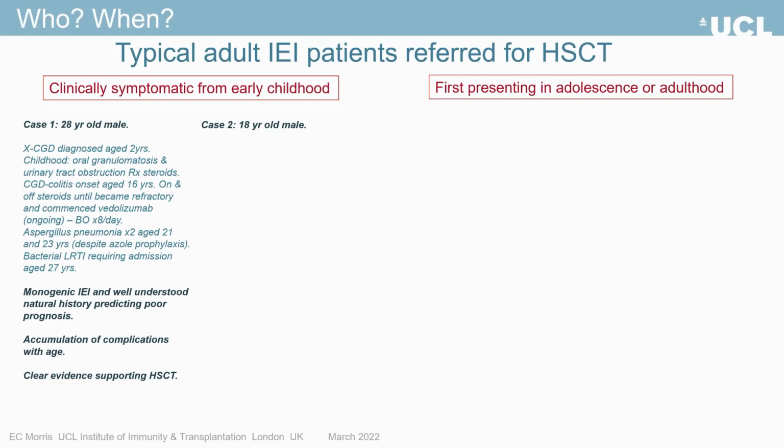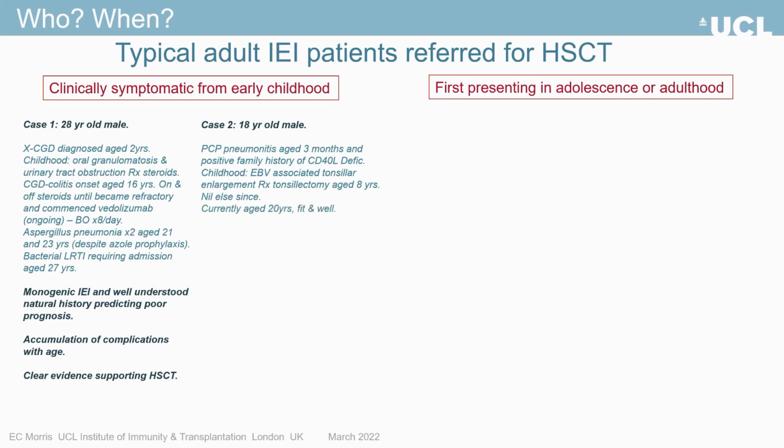So then the second case is an 18-year-old male who presented with PCP pneumonitis at the age of 3 months, but had a positive family history of CD40 ligand deficiency. His childhood was complicated by EBV-associated tonsillar enlargement, and slightly oddly, maybe it was a thing then, he had a tonsillectomy as treatment for that. And by the time he was referred to us, age 18, he had just left home, going to university, was completely well, and hadn't had any other medical problems. He had an older brother who had been affected and died in infancy.